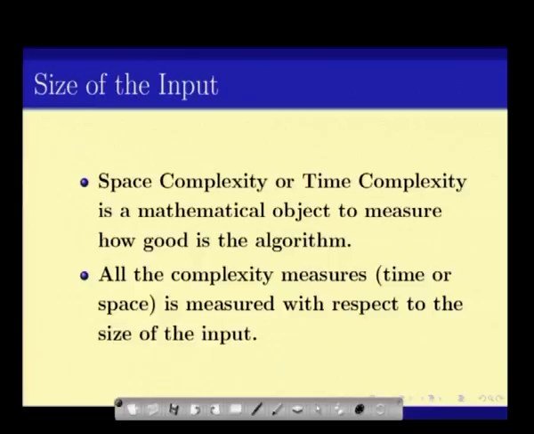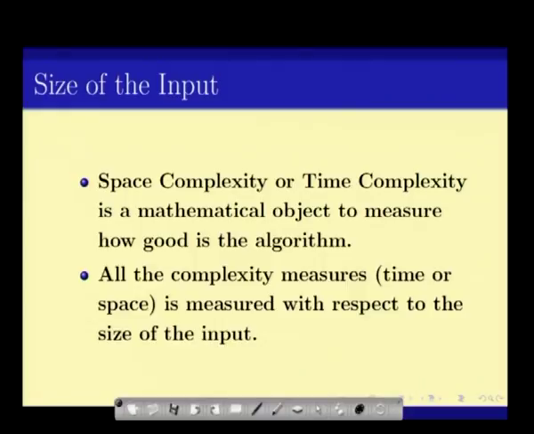Now, how do we compare two inputs, two algorithms? The first thing to understand is that to compare it we have to have a base case. Now, to understand the base case, the idea is always that it is measured in terms of the size of the input. So, the space complexity and time complexity are measured with respect to the size of the input. So, the input is provided to the algorithm.